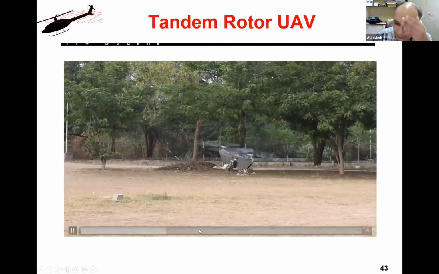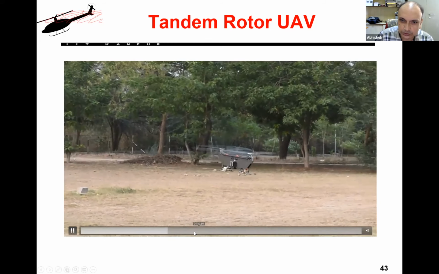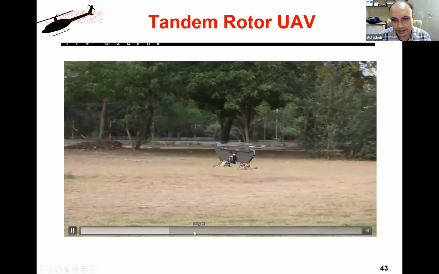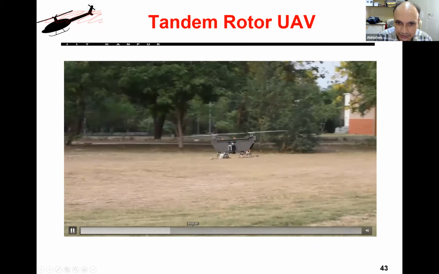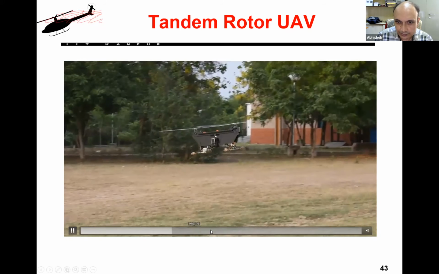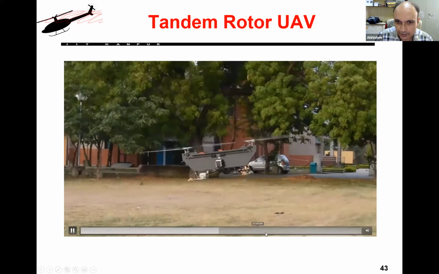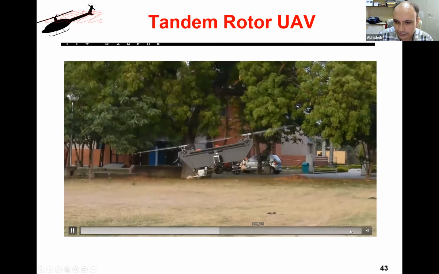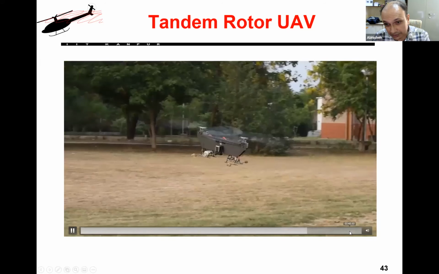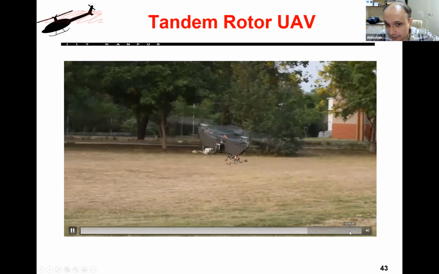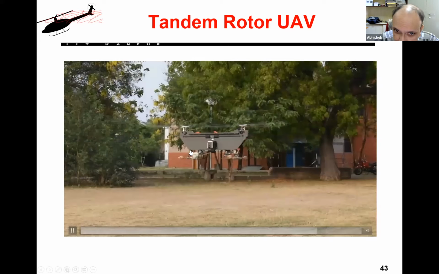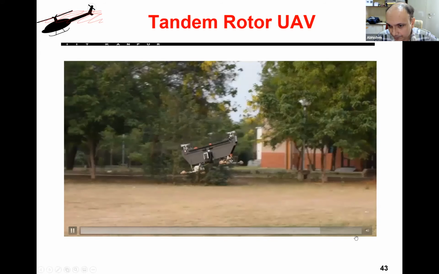So this is one of the first flight tests which we performed on this to check how it is handling, how the roll, pitch, other controls are. This design was actually the top 3 design in the entire competition, and we got $20,000 for making this design.